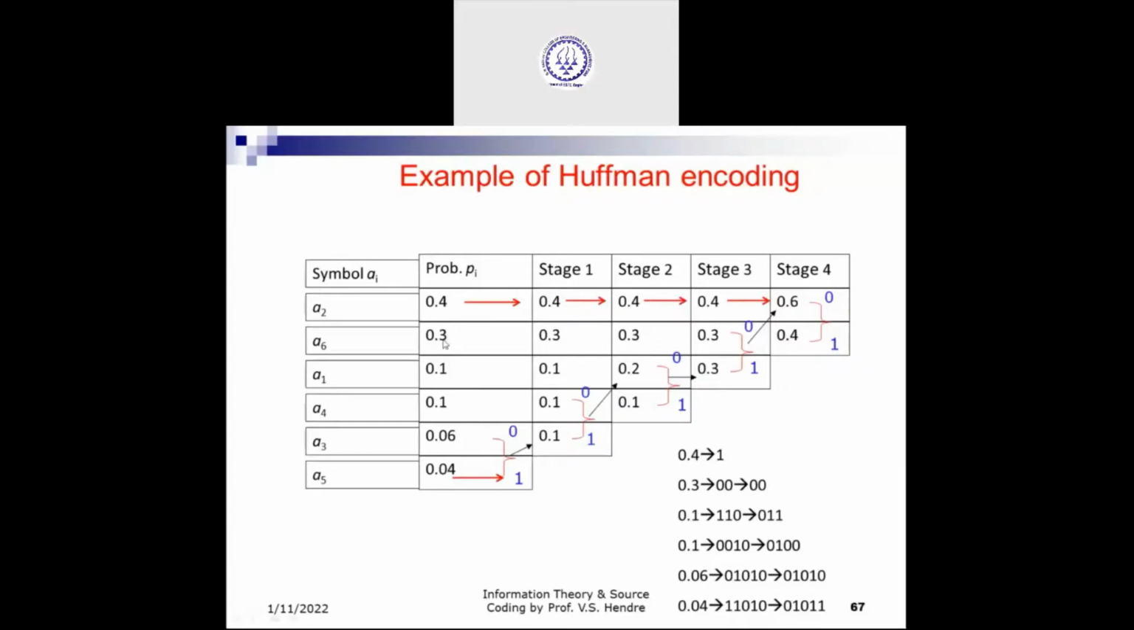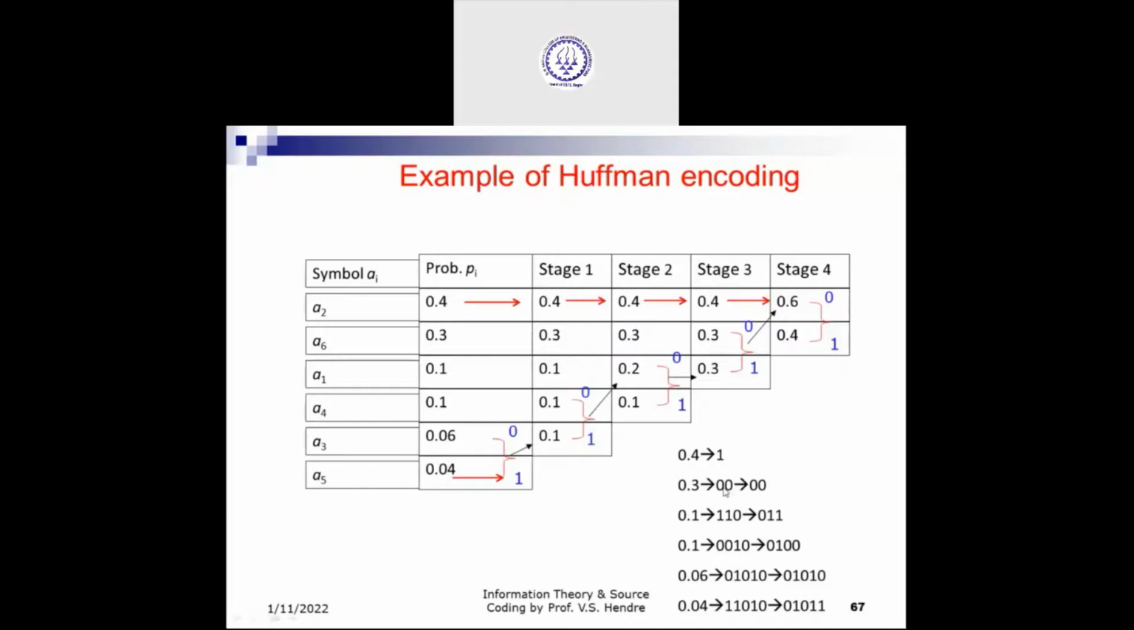For 0.3 there is no code. Here 0.3 there is no code. Here 0.3 there is no code. Here 0.3 I got 0. Then it has been combined and shifted here to 0.6. Here also I got 0. So the code for 0.3 is 0, 0.